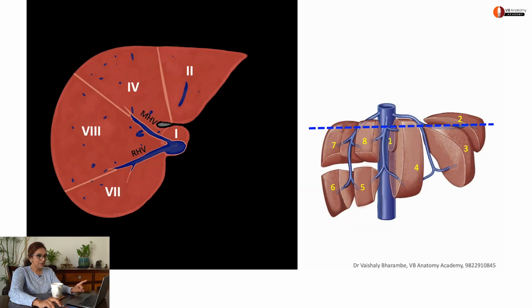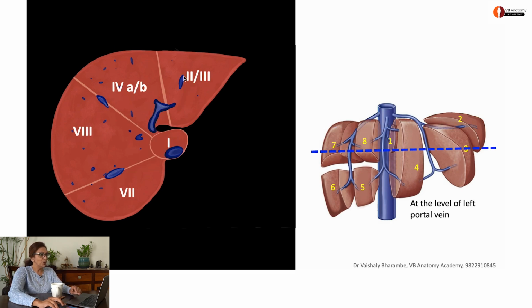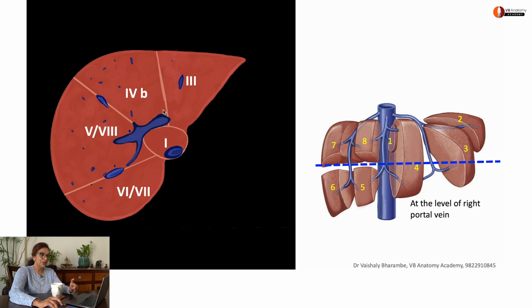Now this is a section which is taken at a higher level. So you can see how the division occurs inside. This is the middle hepatic vein. This is the right hepatic vein, which is helping to divide the liver. If you come lower, then your section goes through the left portal vein. If you come further lower, your section goes through the right portal vein, and therefore only those related hepatic segments.